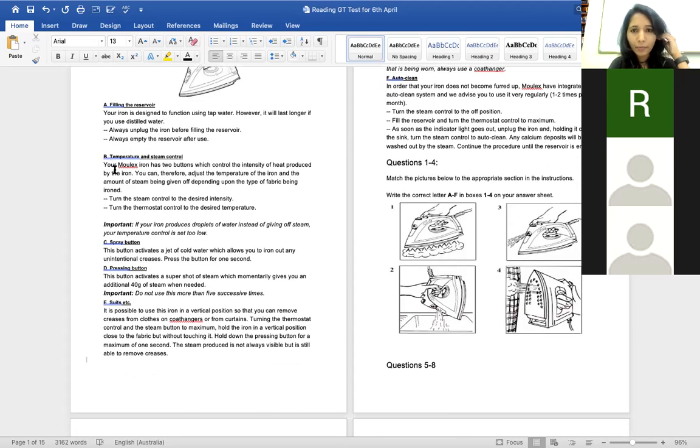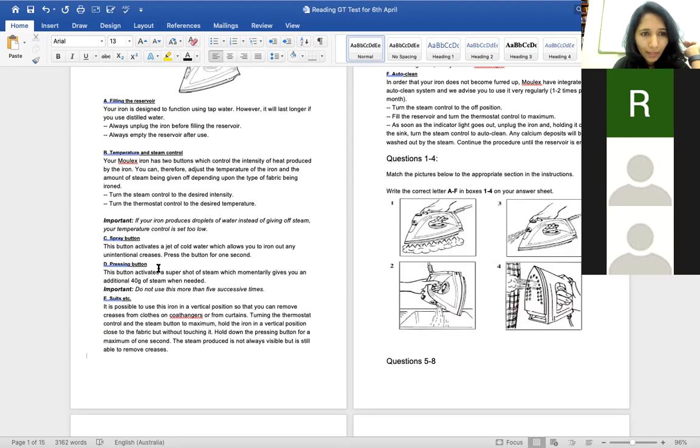If you look at passage B, our answers have to be in the form of alphabets A to F. If you look at the next one, temperature and steam control, it has 2 buttons. Adjust the temperature, turn the steam control to the desired intensity, turn the thermostat control to the desired intensity. If your iron produces droplets of water instead of giving off steam, your temperature control is set too low. Is there anything similar where you can see 2 buttons? Okay, you saw 2 buttons. Then you can adjust it based on the amount of steam. So number 1 could be B, but we're not too sure yet.